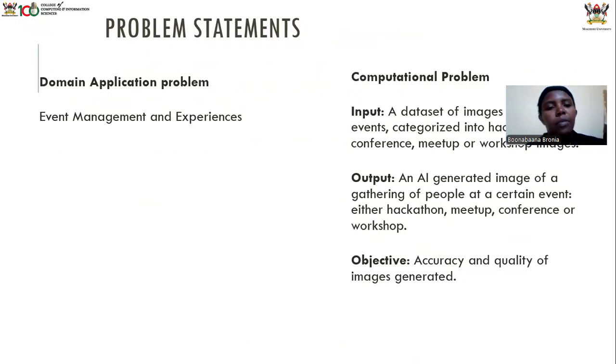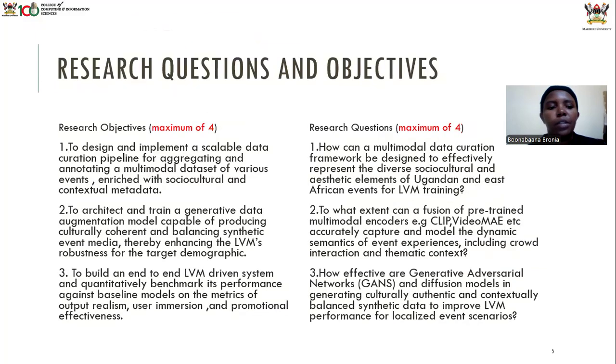So to take you back a little bit, our domain application is in event management and experiences, marketing and advertising, so you can call it the event sector. In the input of our computation problem, we have a data set of images categorized in different classes, such as conferences, meetups, and workshops, and then it outputs an AI generated image. We have a UI chatbot that takes in prompts to interact with our model and then generates images. So here we go with the accuracy and the quality of the images generated.